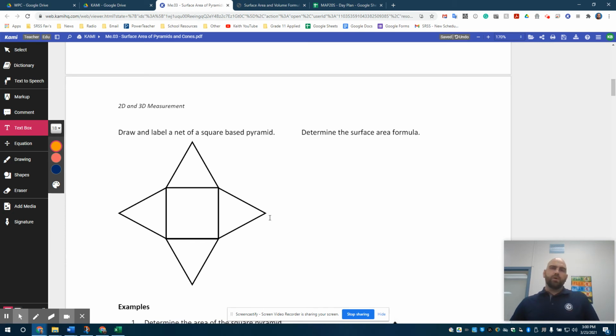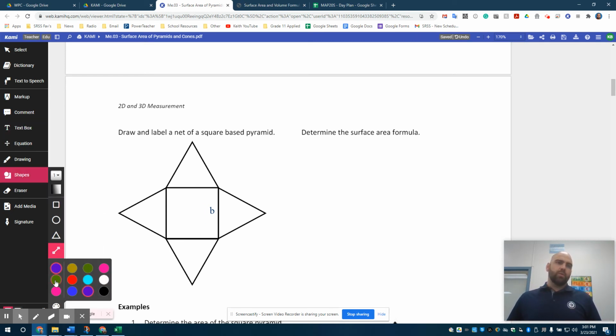Now, when we're talking about a square-based pyramid, we can unfold it to create a net. This is the net of a square-based pyramid. You notice the bottom is a square, and then the sides are all triangles that when we fold it back together is going to create a pyramid with a point on top. With this one here, we have a couple of dimensions that we deal with. Firstly, we have the base length. Now, because it's a square, that's the same all the way around.